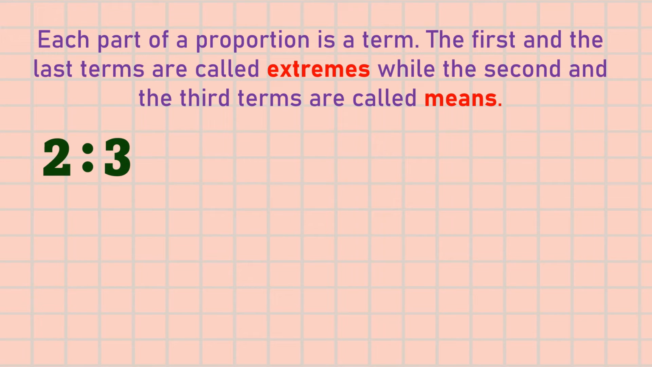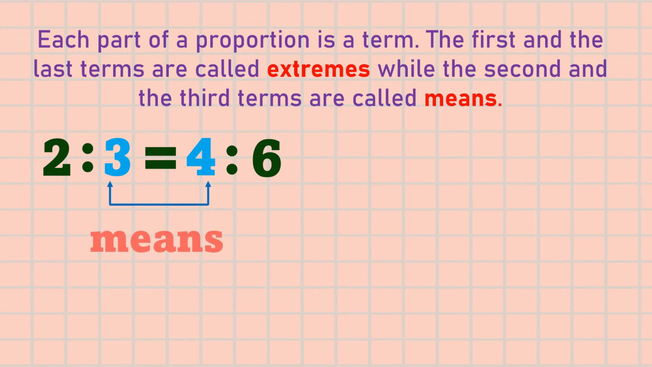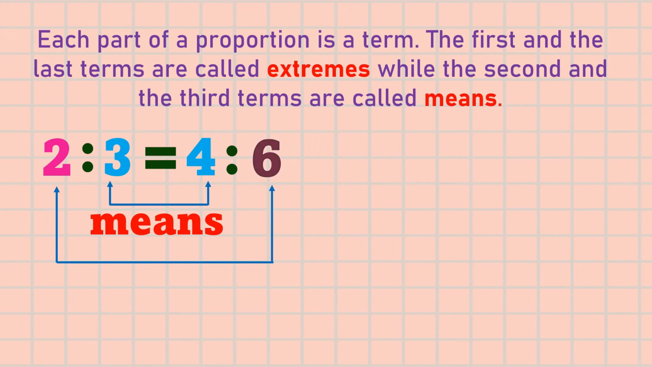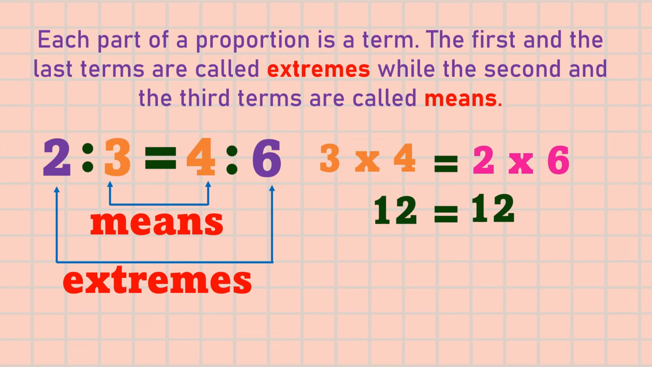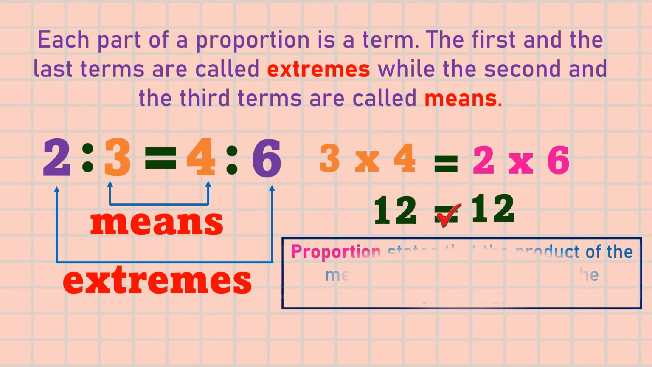In 2:3 as 4:6, 3 and 4 are called the means. 2 and 6 are called the extremes. To know if these two ratios form a proportion, let's find the product of the means, which is 3 times 4, and also the product of the extremes, which is 2 times 6. So let's multiply. 3 times 4 is equal to 12, as 2 times 6 is equal to 12.